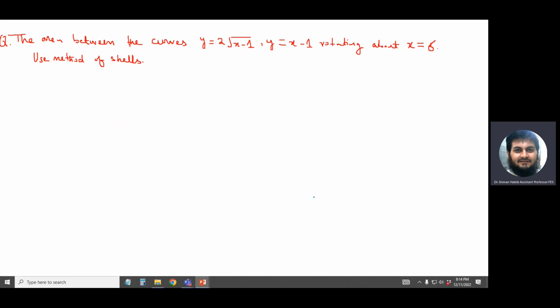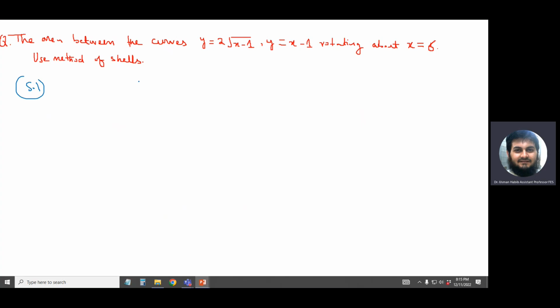This is also from some previous exams. I couldn't take a picture of that particular question, but I remember the statement and I used the same. So, the area between the curves y equals 2 root x minus 1 and y equals x minus 1. These are the two curves that give you the area bounded by these two. And we rotate that area about x equals 6, which is a line. This question specifies that you have to use the method of shells. You can't use any other method. Now, let's go for the solution.